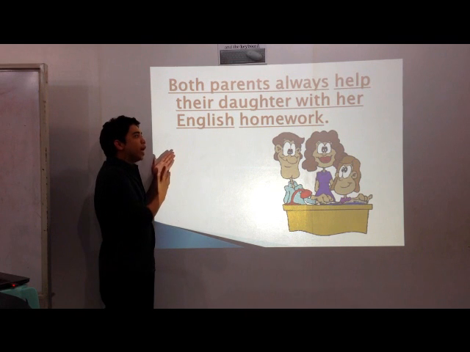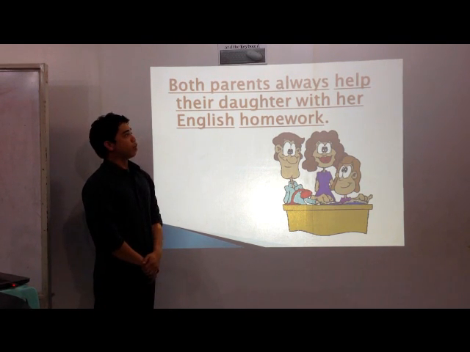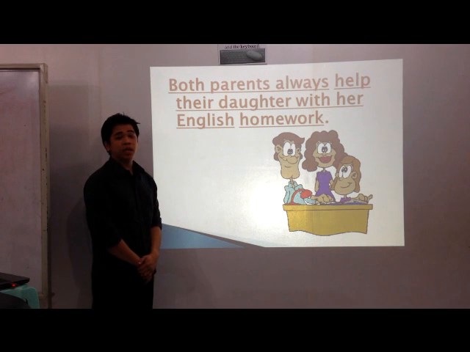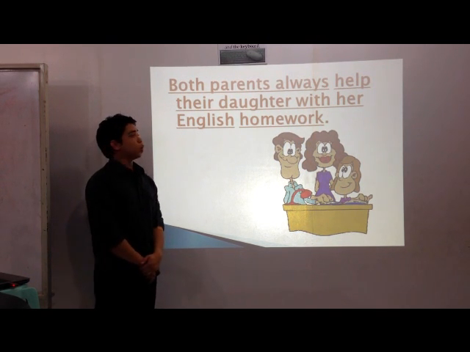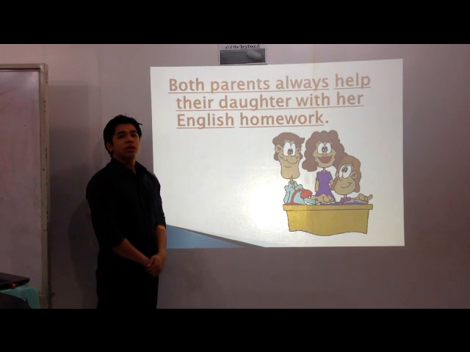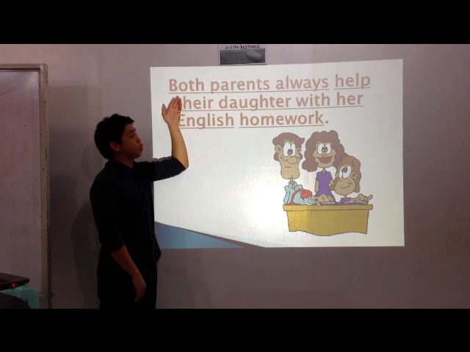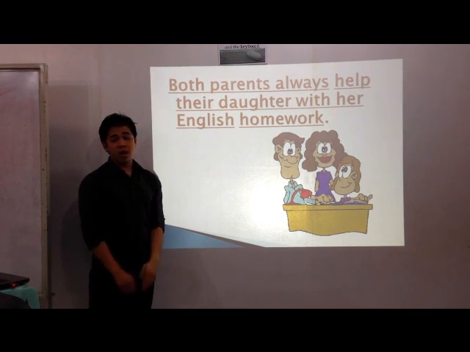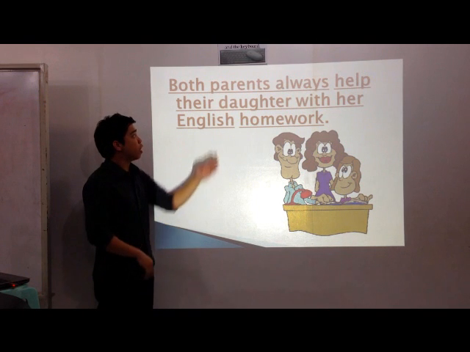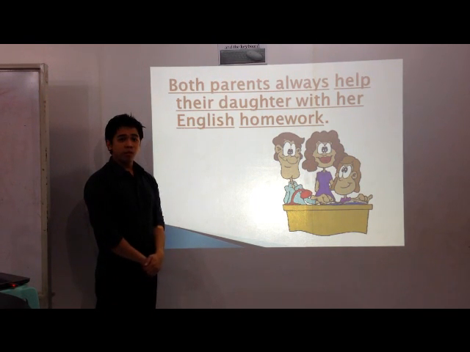Now let's try to examine this sentence. Both parents always help their daughter with her English homework. The nouns in the sentence are of course parents, and we have the daughter. We also have English homework. Now, look at this noun, parents. The word used to describe parents is this one, both. Both is an example of an adjective that tells how many. So both here is your adjective, and it comes before the noun, which is parents.